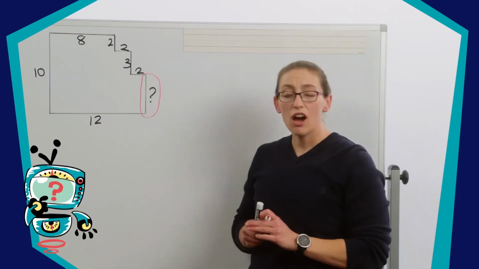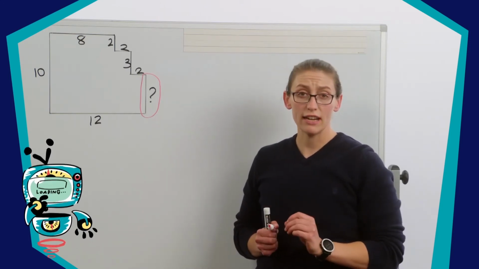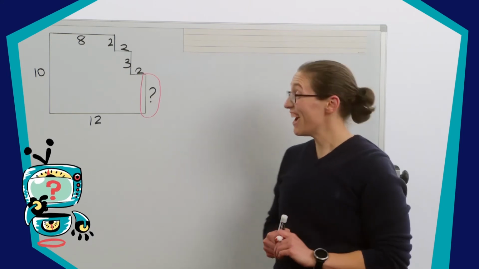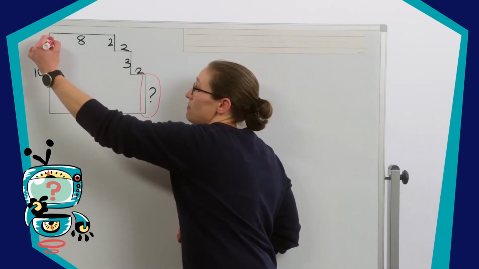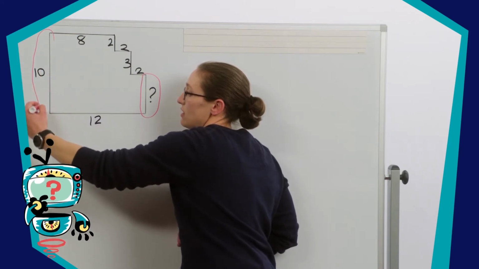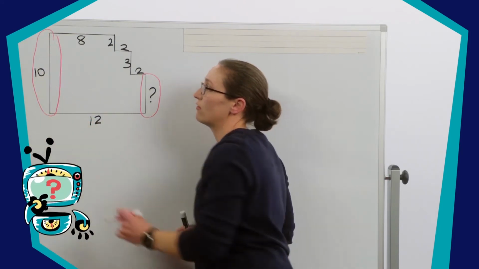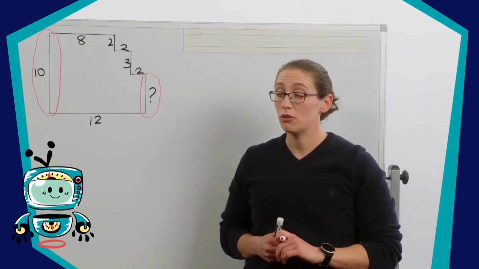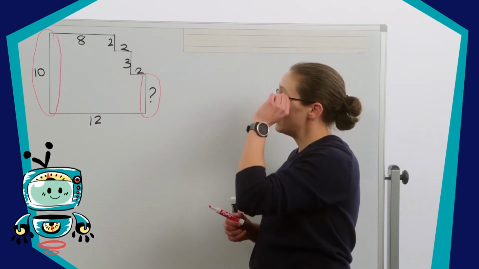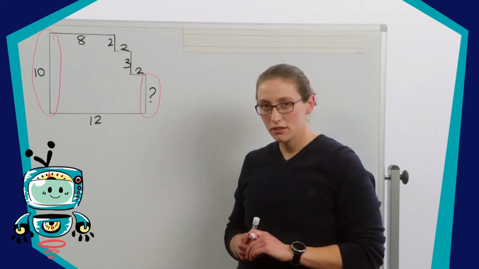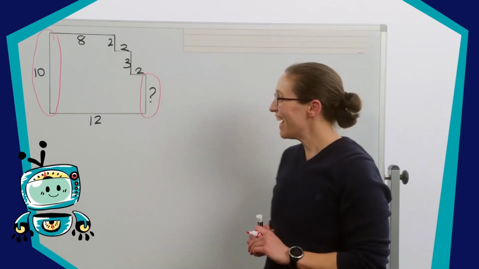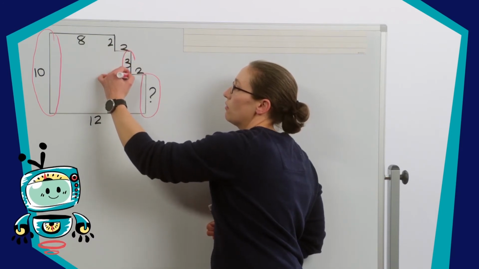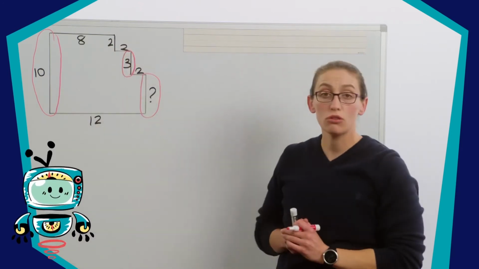Do you notice any other dimensions that are connected to vertical lines? Yeah, for sure. This large dimension here of 10 units is going vertically. That's one that's probably going to be helpful. And then, do you notice any others? Yeah, exactly. These two here. So I've got this vertical unit, that's 3 units.